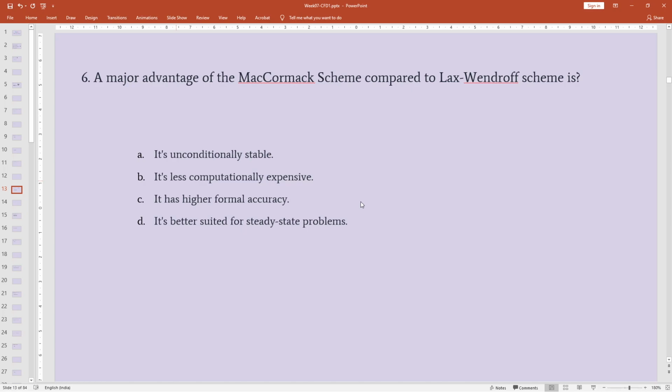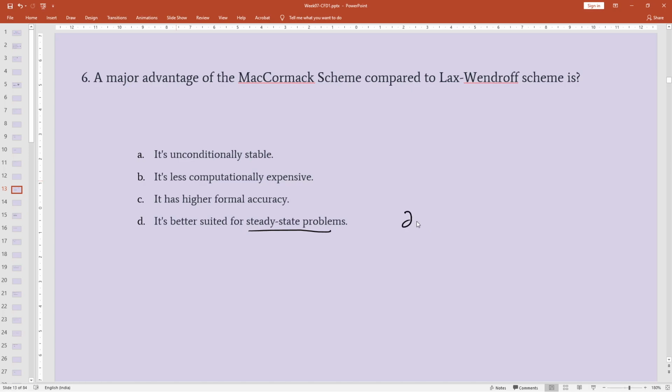Option D, sir. Actually, it's not. Option D says steady state problems. In the previous answer, you said it's used for hyperbolic problems, and hyperbolic problems are not steady state problems. For example, our wave equations.